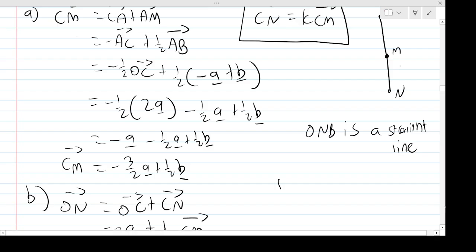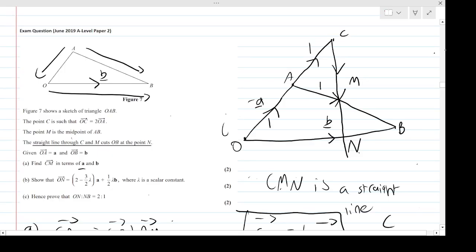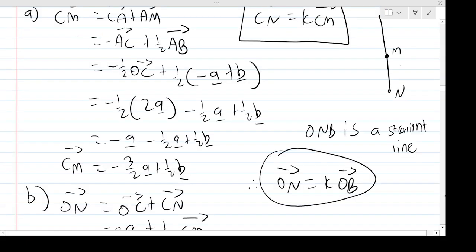So I can say that the vector O to N, again, is going to be a multiple of the vector O to B. If I create, from any 2 points on this line, O to N and O to B, these 2 vectors have to be parallel, or multiples. So it's going to be K lots of OB, right? I can say that, right? Again, if you look at my diagram here, O, N, and B are on the same straight line. So the vector from O to B is on the same line, so the same direction as O to N, right? So they're parallel, so they're multiples, okay?